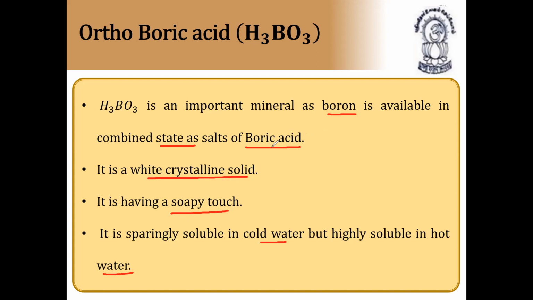This is called boric acid and it is used as carrom powder. This we already discussed. It is also called orthoboric acid. So how it is prepared, let us see now.